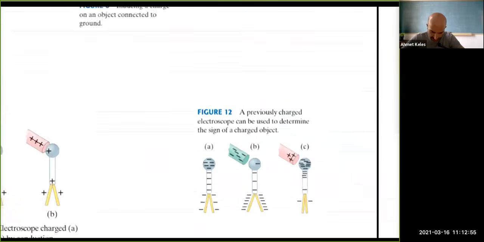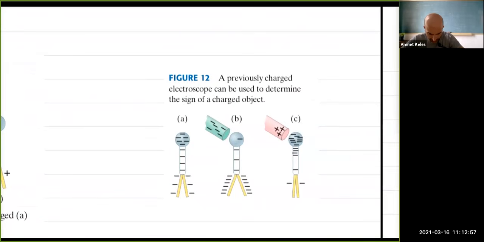So here, let's see what they are talking about. You can initially have a charged electroscope. Let's say it's negatively charged, and suppose you know it is negatively charged, because somebody provided that answer for you. And you have a rod, and you want to determine the sign of the charge on this rod.